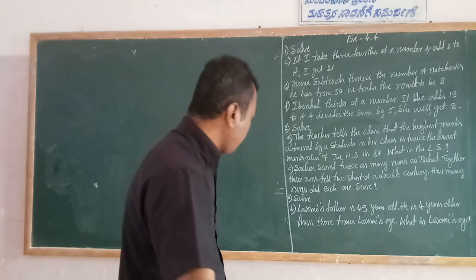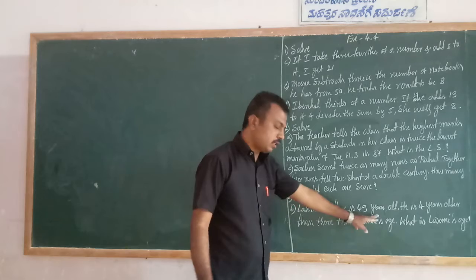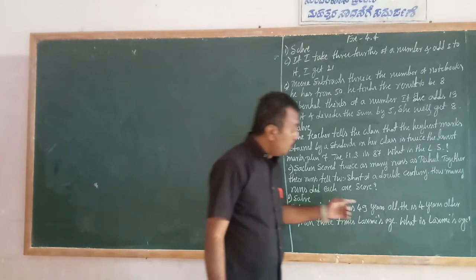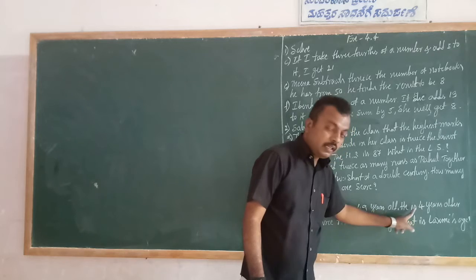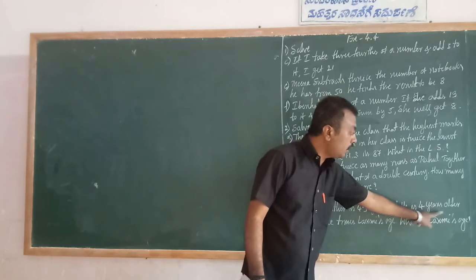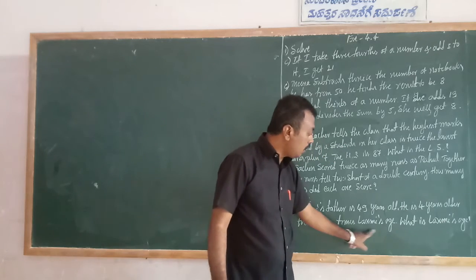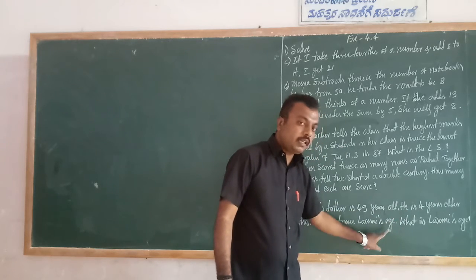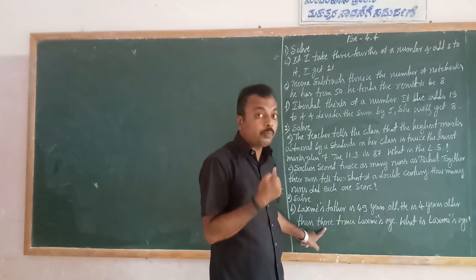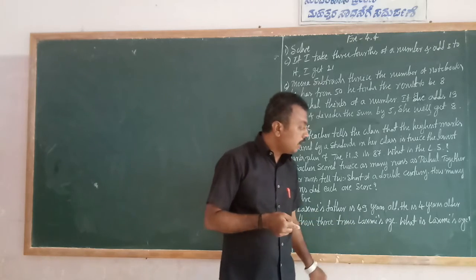In that, the third one, B. Lakshmi's father is 49 years. Lakshmi's father's age is how many years? 49 years. He means Rahul's father's age. Rahul's father is 4 years older than 3 times Lakshmi's age. Lakshmi's age plus 4 years more, and thrice means 3 times more. So 3 times and 4 years more. Then what is the age of Lakshmi?